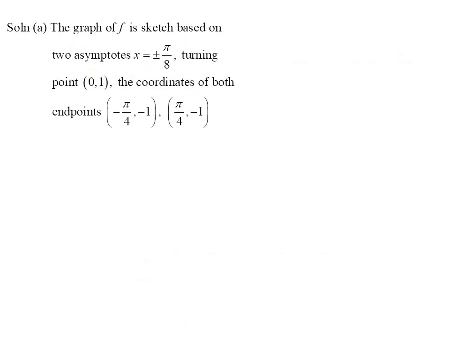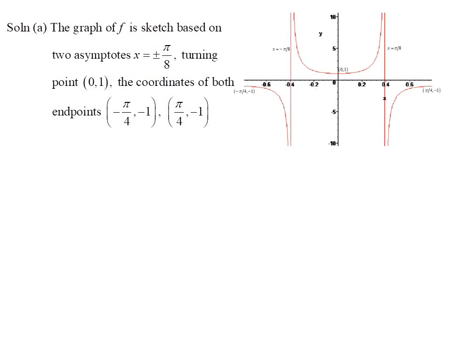Now let's start to sketch the function which is required in part A. Since the function f of x equals sec of 4x, we know the period of this function is pi over 2. And within the given interval, the equations of the two asymptotes are x equals plus or minus pi over 8. Obviously, the turning point is located at (0, 1), and both endpoints are at (negative pi over 4, negative 1) and (pi over 4, negative 1), respectively, as shown in the diagram.